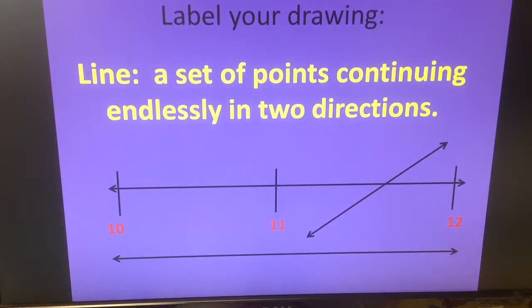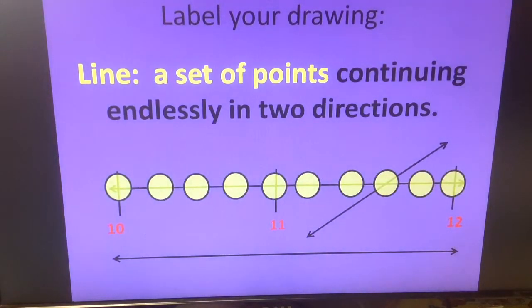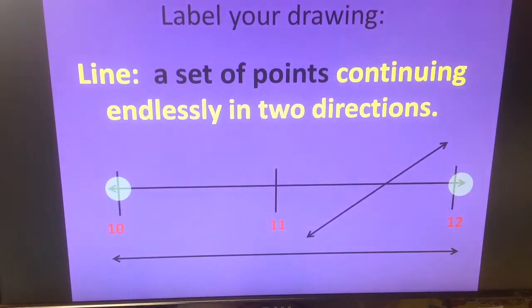A line. We can define the word line as a set of points continuing endlessly in two directions. Really important to understand that definition. A line is a set of points, meaning anywhere along that line you could have a point. You could even have them in between the yellow circles that I put on there. Anywhere on that line is a point. And the other thing to remember is that it continues endlessly in two directions.